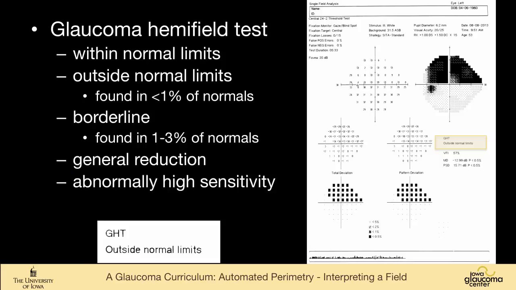The options for the hemifield test are within normal limits, outside normal limits, like in our patient, meaning that this would occur in less than 1% of normals. Borderline would occur in 1 to 3% of normals. General reduction in sensitivity or abnormally high sensitivity are the choices.